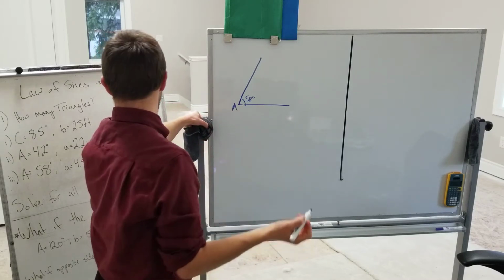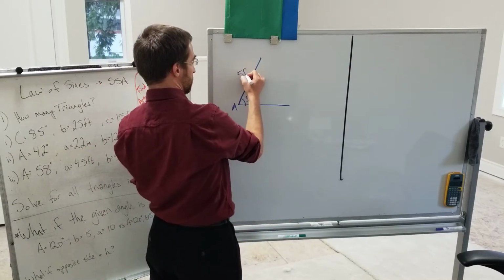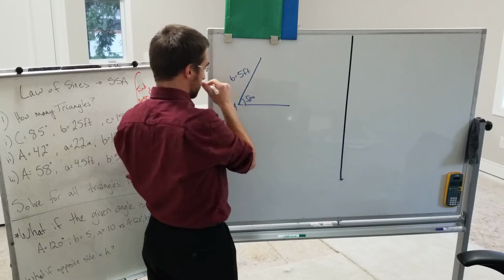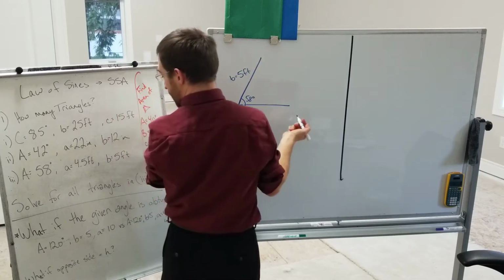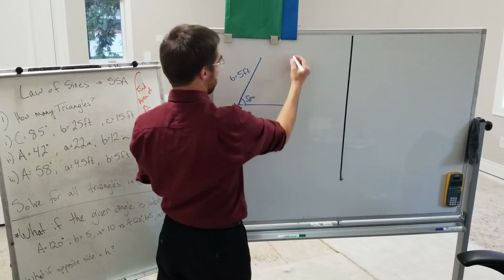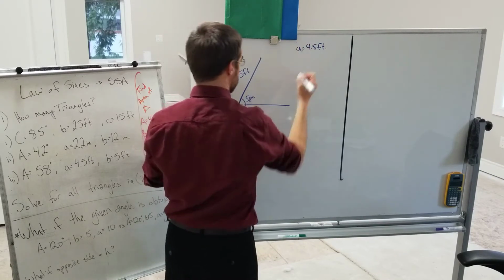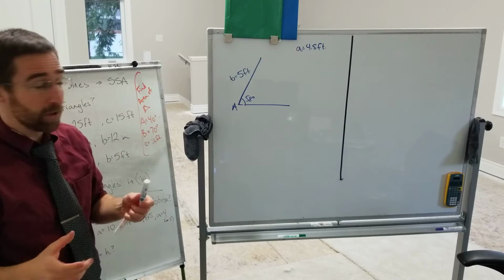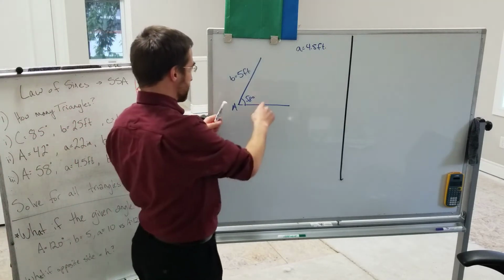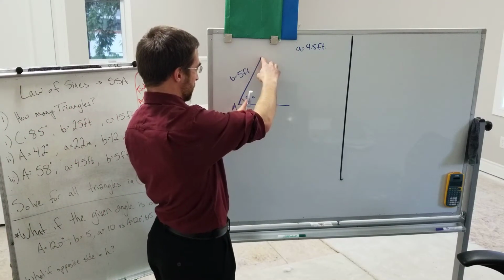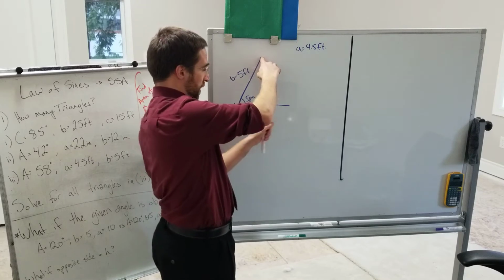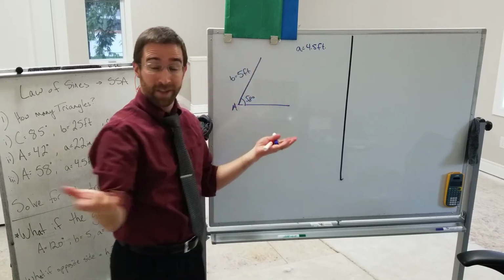We have 5 feet for side B. It still kind of looks like that, whatever. And then we have 4.5 feet. Side A is 4.5 feet. So I need to know if I have 4.5, which is, let's just say about that big, right? Can it reach down and hit? Once, twice, none, we don't know.